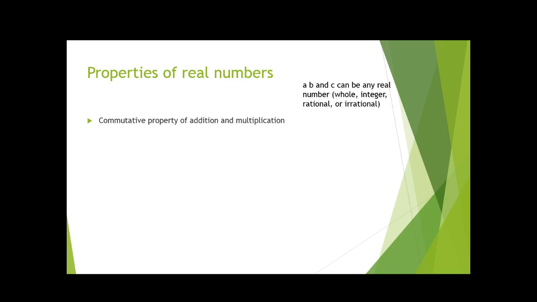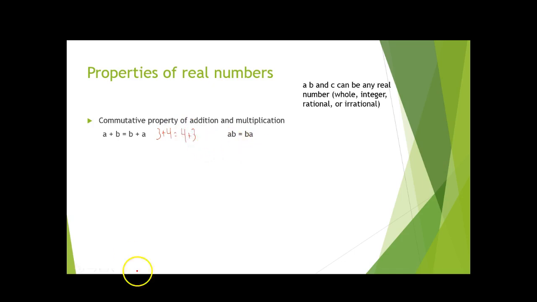So here's the commutative property of addition and multiplication. And this says if I take a number a and I add it to a different number b, then it's the same thing as if I started with b and I added a. So for example, if I had 3 plus 4, it's the same as if I added 4 plus 3.